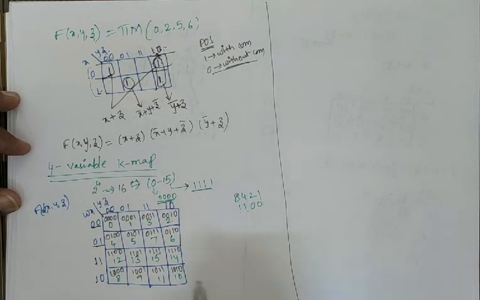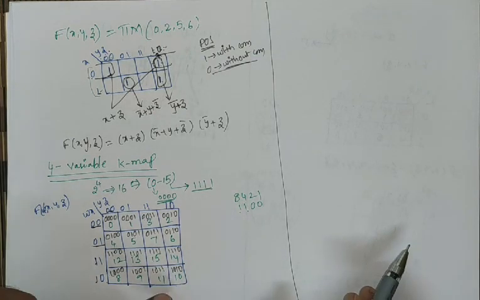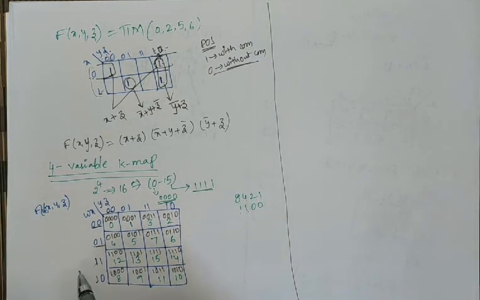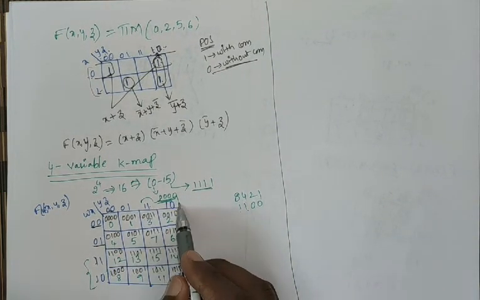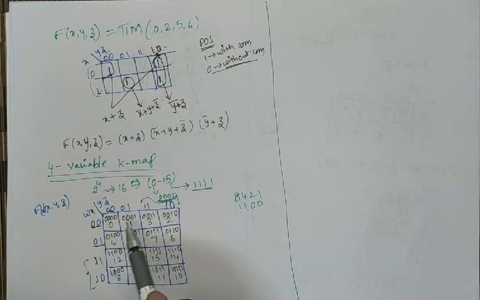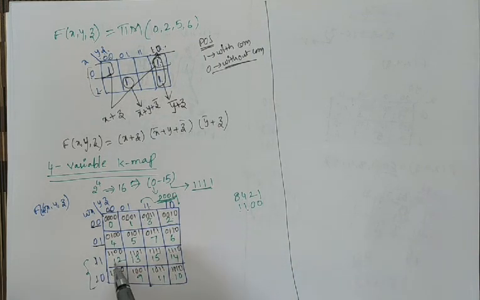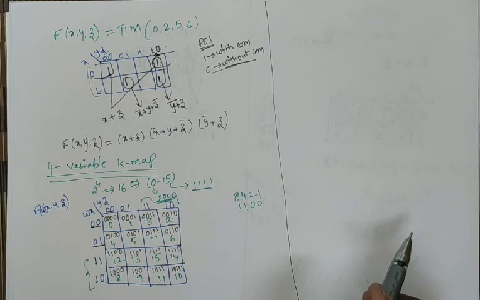Okay. So these are the 4 variable positions 0 to 15, and how they are placed. Here these two columns are interchanged, and these two rows are interchanged. That's why we get 0 1 3 2, 4 5 7 6. After that, the 8th and 12th place rows are interchanged. That's why we write 12 13 15 14, 8 9 11 10. So these are the positions of the 4 variable K-map.